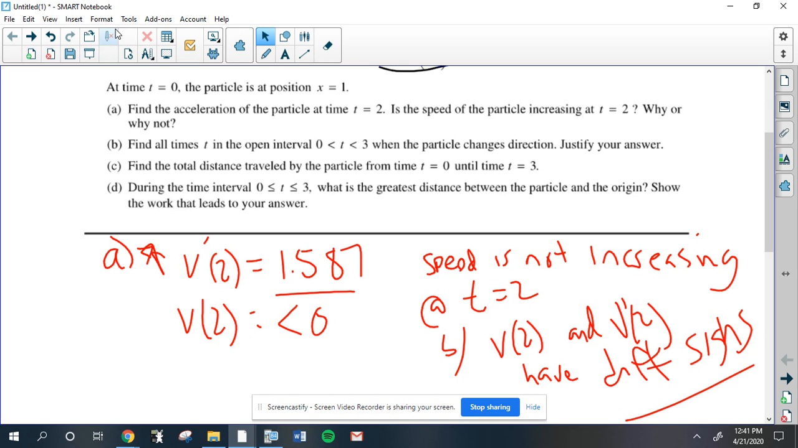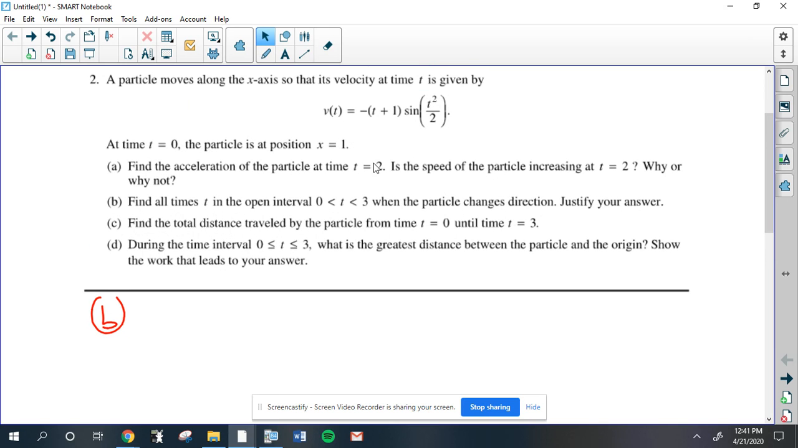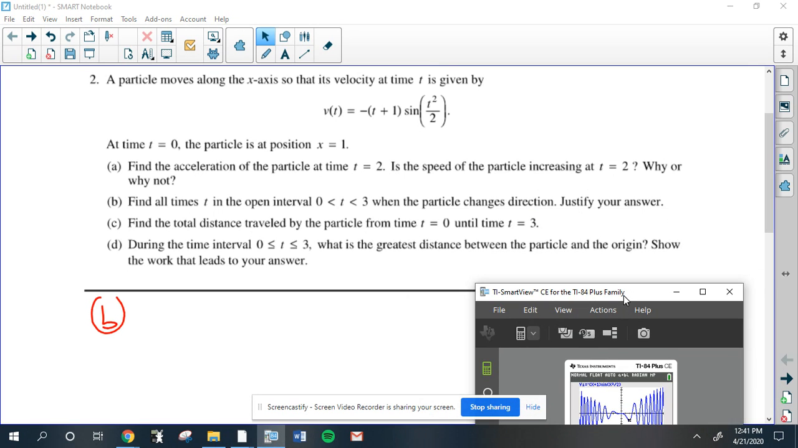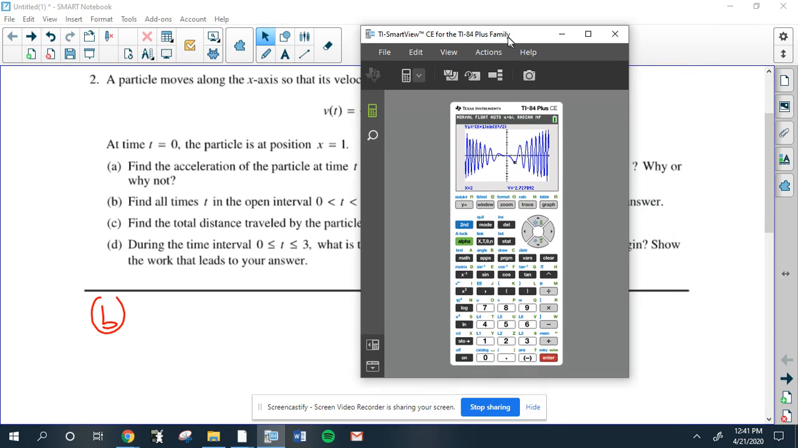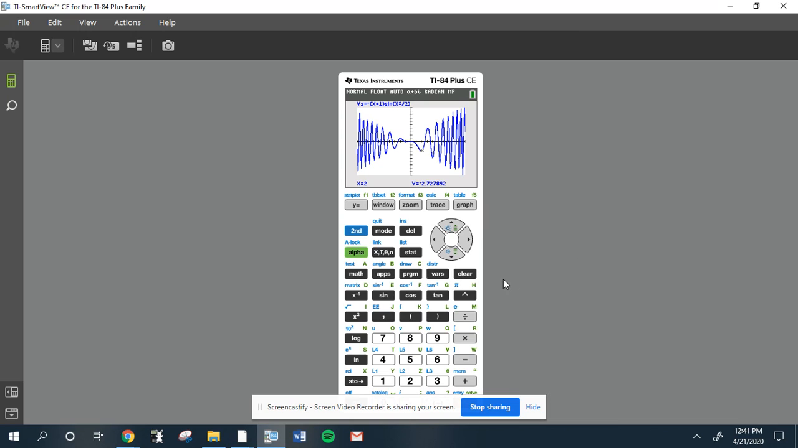Question B. Find all times where the particle changes direction. So this is another question that we can handle with just v. We don't need integration, so it's legitimate. They can ask it. Here's the graph of v. It says find all the times between 0 and 3. You can look at this graph and you can see that it changes a lot.